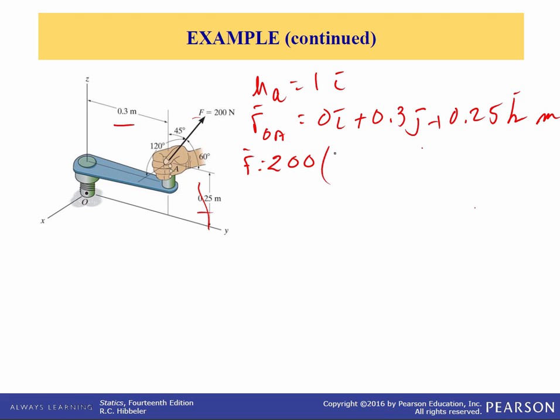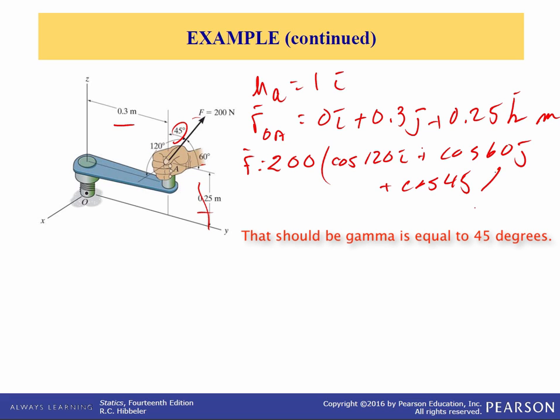times the cosine of the angles. Alpha is from the x-axis, so that would be 120 degrees, so it's cosine 120 in the i direction, plus cosine of beta. Beta in this case is 60 degrees in the j direction, plus cosine of 45. Gamma is 45 in the k direction. So great, now we have everything we need.